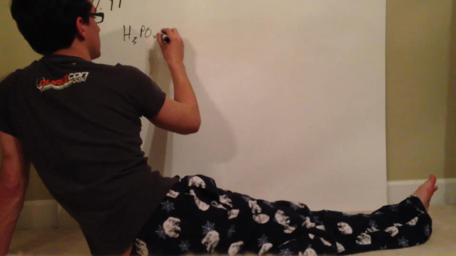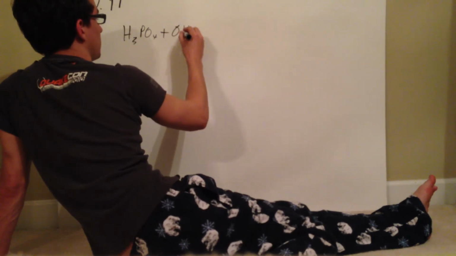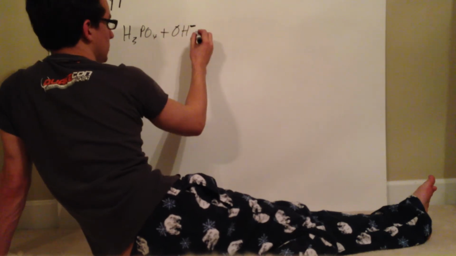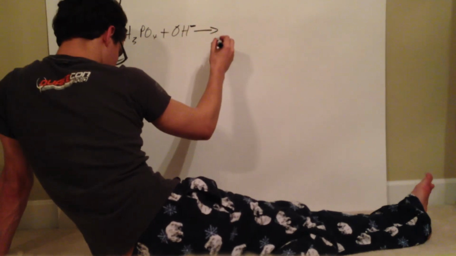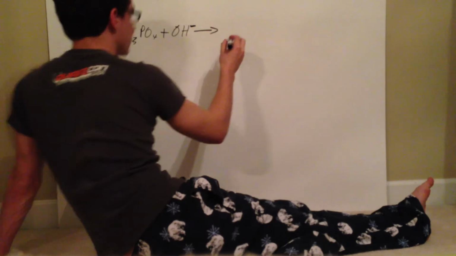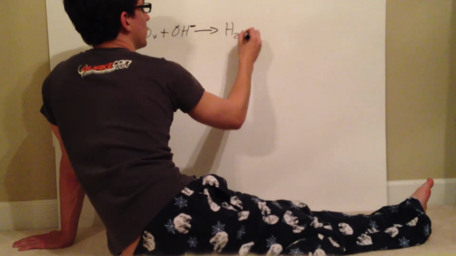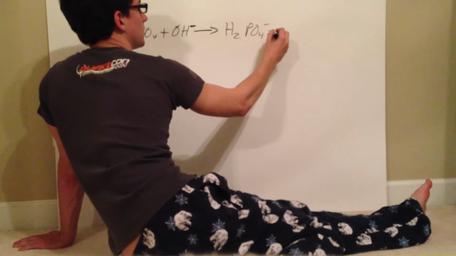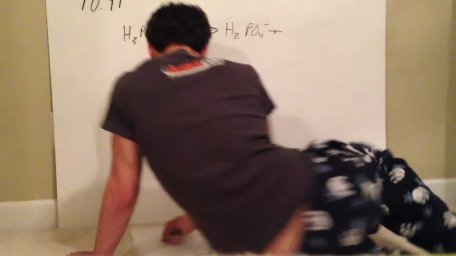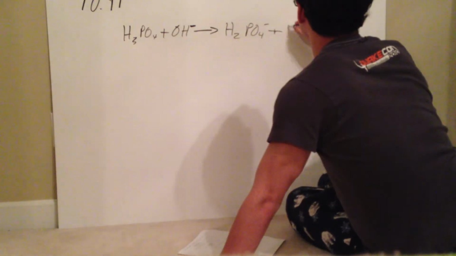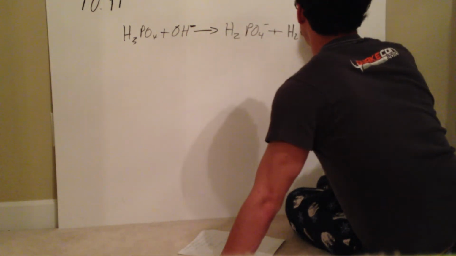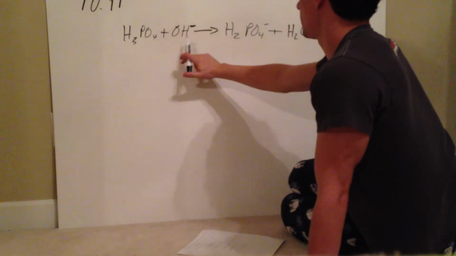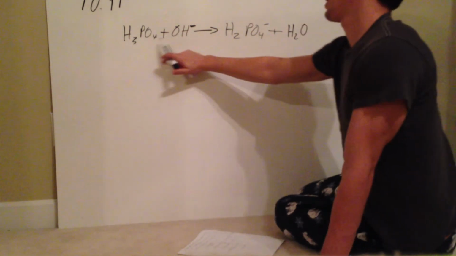H3PO4 plus OH negative, because that's the base I believe we're adding. And then it turns into H2PO4 negative plus H2O. So in this equation, our base is this, and it gains a hydrogen.